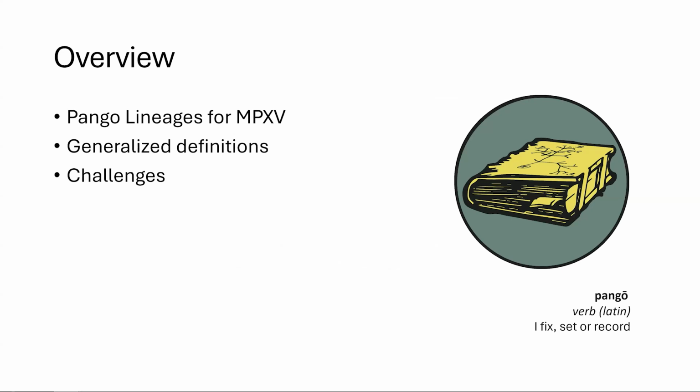So the overview of my talk: I'm going to pick up where Áine left off, recapping how Pango lineages have been applied in the context of MPXV. Then I'm going to provide some more generalized definitions of the Pango nomenclature, and finally touch on some of the challenges of applying a Pango system to other viruses.